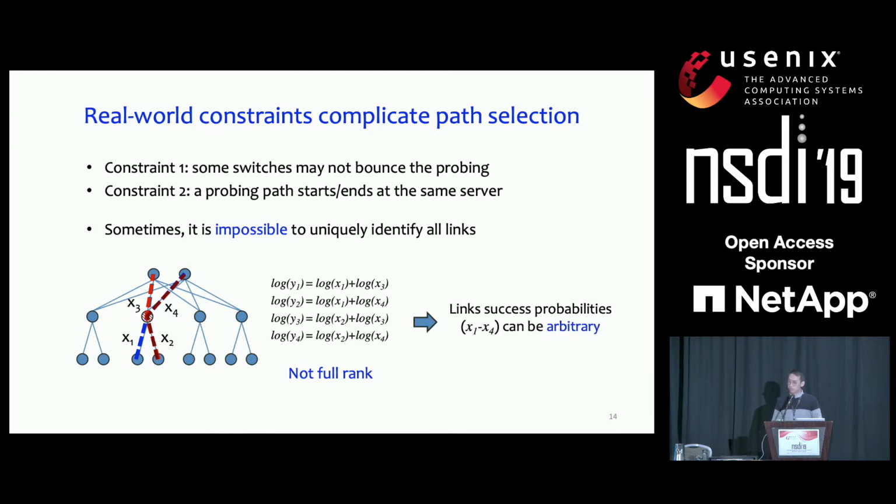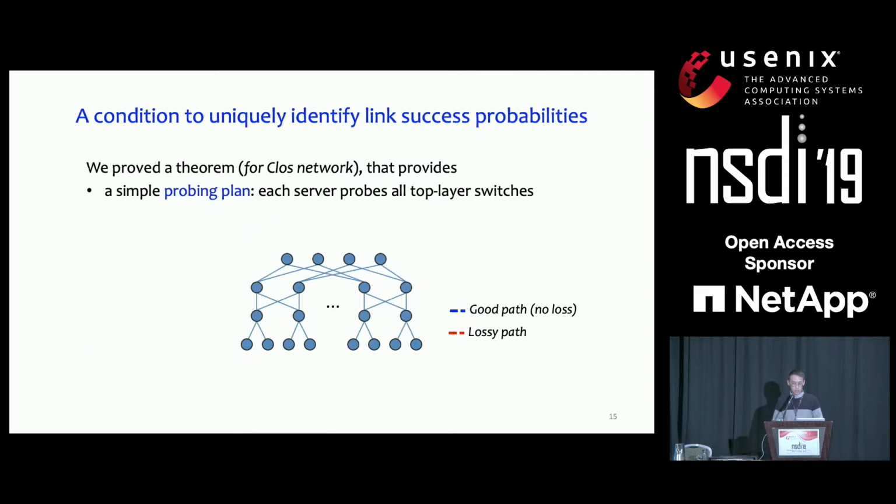In our context, this means that there are infinite combinations of x1 to x4 which are consistent with our observations, y1 to y4, which further means that the reported faulty links can be arbitrary. The good news is that in order to find when it is possible and when it is not, we came up with a theorem called the sufficient probing theorem. Details are in our paper.